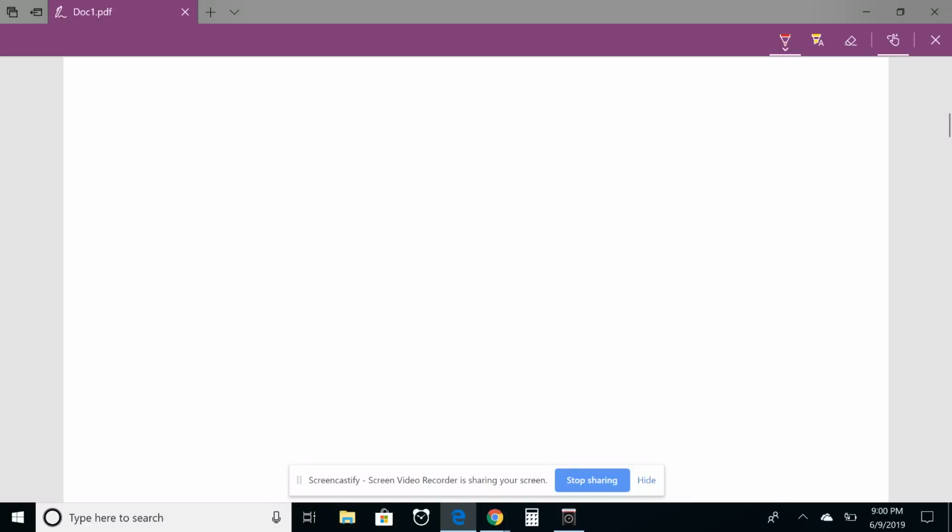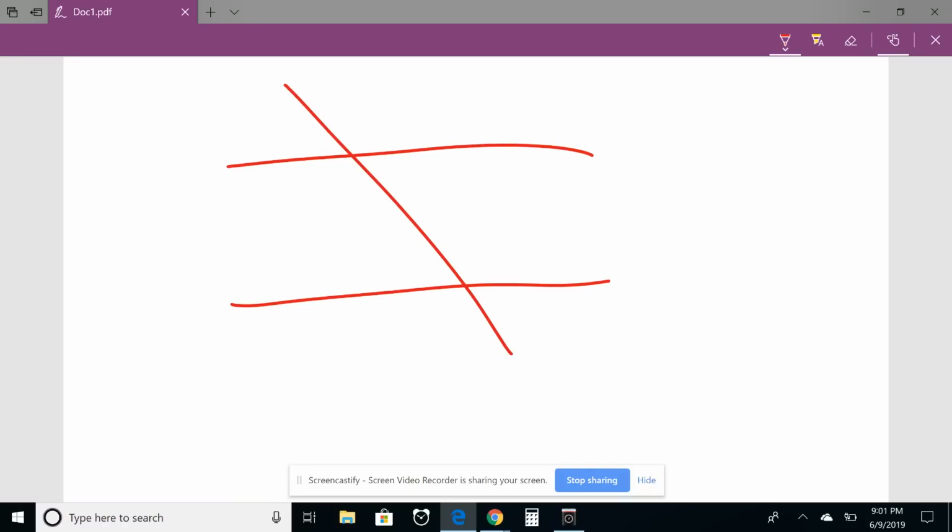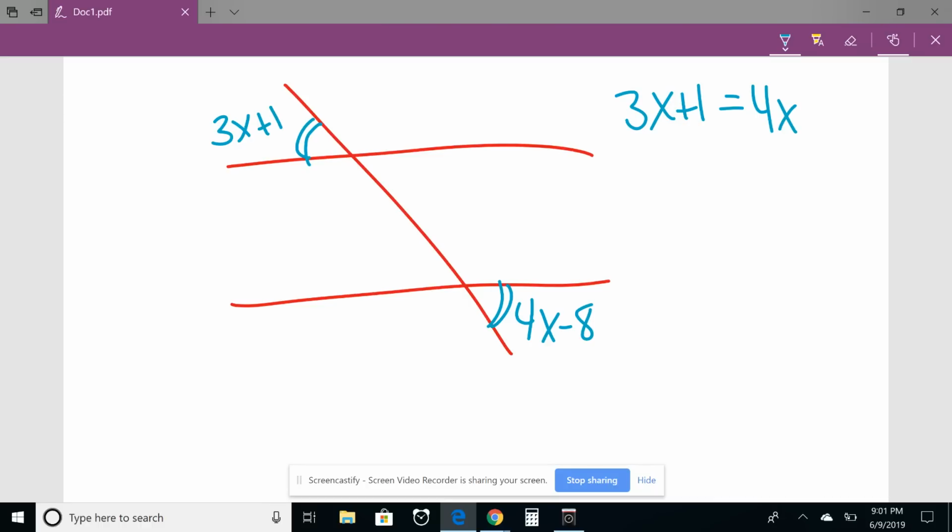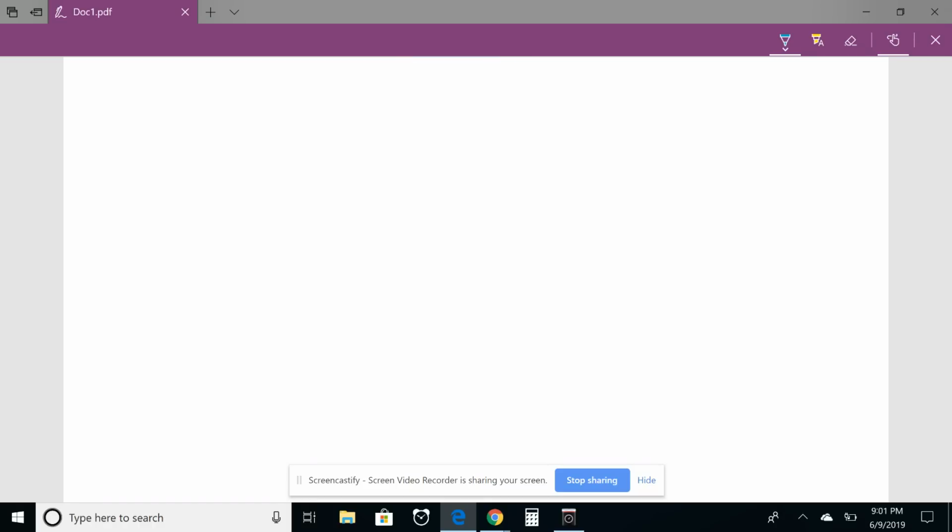Let's look at another one. Two parallel lines cut by a transversal. Okay, these two angles right here, acute, acute, so they're going to equal: 3x plus 1 equals 4x minus 8. These are known as alternate exterior angles. And we'll look at one more.